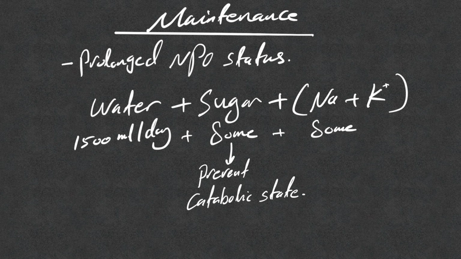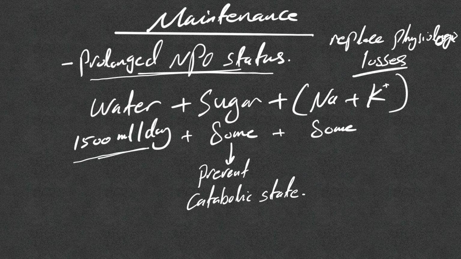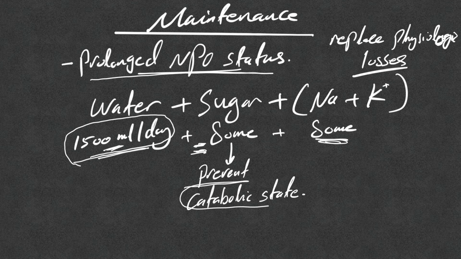Maintenance: mainly we use maintenance fluid for prolonged NPO status, and it's mainly to replace physiologic losses. Every one of us needs water every day, needs some sugar, and needs some electrolytes, right? It's estimated that our insensible water losses are around 1500 ml per day. So that's why we need to give free water. So pick an IV fluid type that has free water, add some glucose to it to prevent catabolic states only, not to give nutrition really, and give some electrolytes.